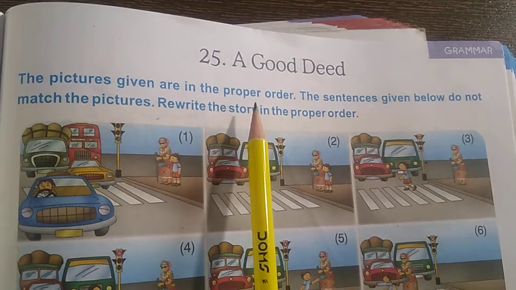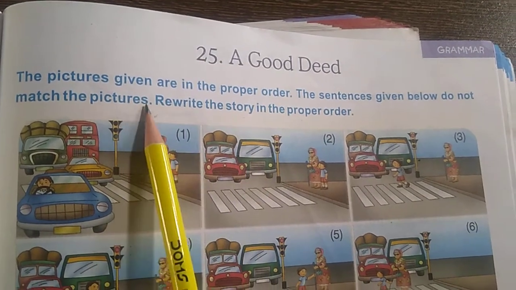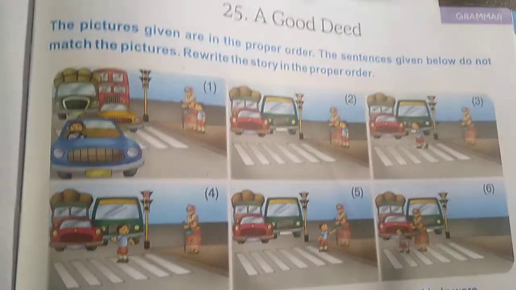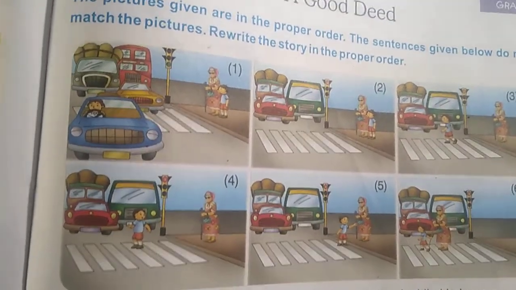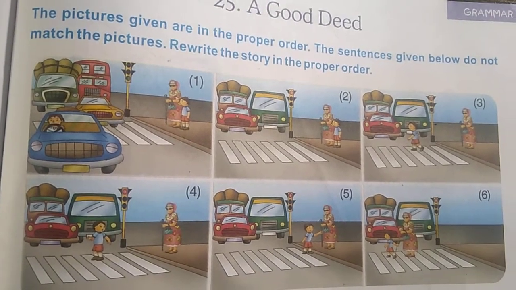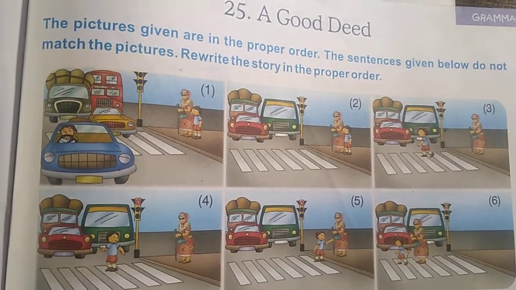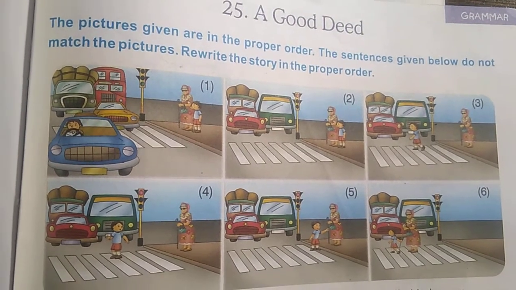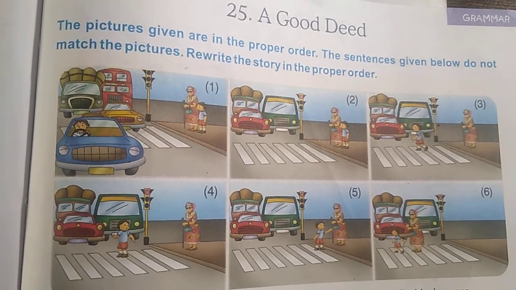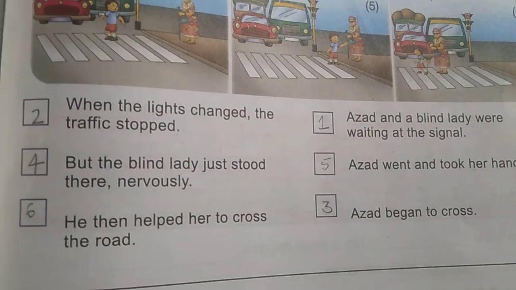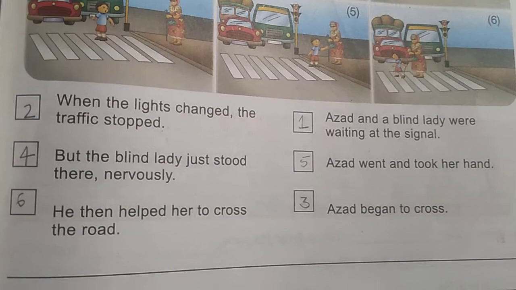The pictures given are in the proper order. The pictures mentioned here, all the 6 pictures you can see, children, they are in a proper order. Means they have been set according to the story correctly. But here the sentences given below do not match the pictures. Here, down, they have given the sentences.